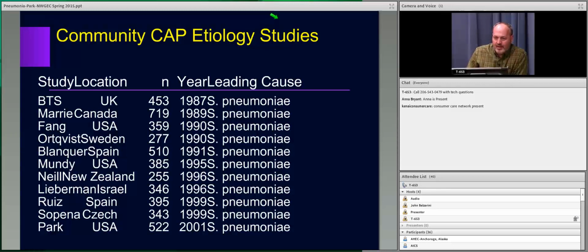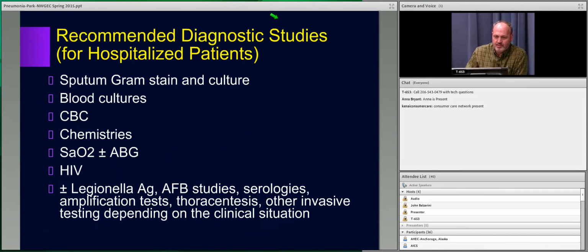This is another way to look at it. This table's a little bit malformed, but it's meant to show in all these etiology studies what the leading single cause of pneumonia was. And every single time it was Streptococcus pneumoniae. So got to remember that. That's the number one enemy.